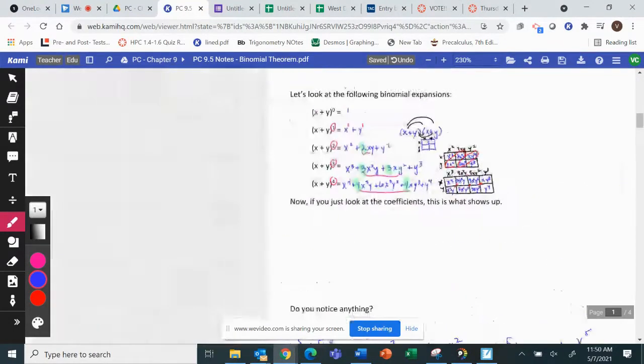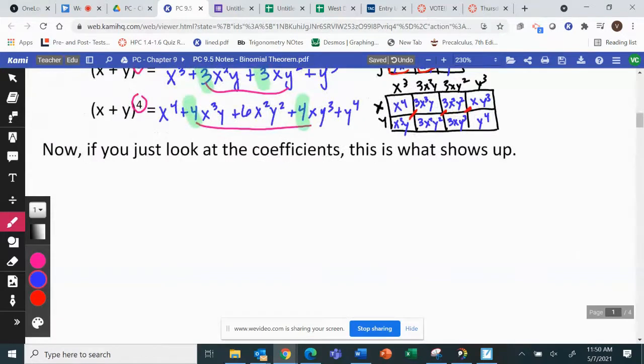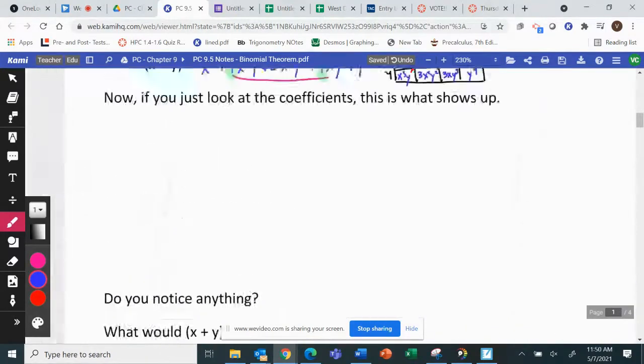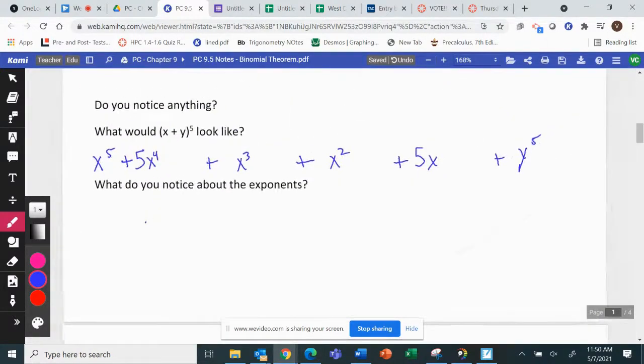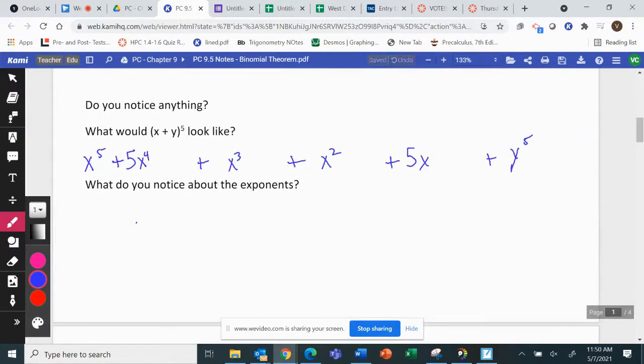Is there a pattern with the y's? The y's are increasing. We start with 0 y's, 1 y, y to the 2nd, y to the 3rd, y to the 4th. So they're going up. So I can do that right here. If I know I end with y to the 5th, then I'm going to have y to the 4th here. I'm going to have y to the 3rd here. I'm going to have y to the 2nd here, y to the 1st, and then no y's to begin with. So boom, boom, boom, I can just write those.